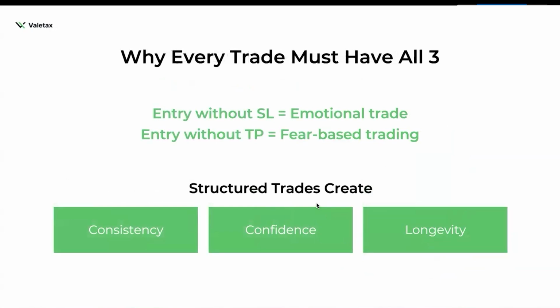Now, why must every trade have all three things? A trade without an SL could probably just be an emotional trade, and an entry without a TP is probably just fear-based trading, meaning that you're just trading with the vibe. And when you're trading emotionally, it's because you're scared and you do not know exactly what the reasoning behind your trade is. That is why you most likely don't have a TP or an SL. Structure and structured trades create consistency, confidence, and longevity. So you do not want to expose your account to complete risk, especially when it is your personal capital or liquidity in the market.